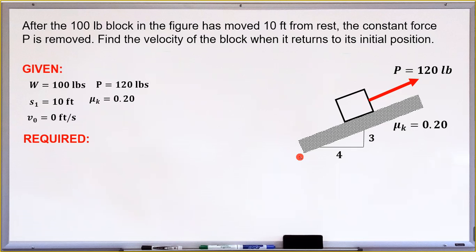So given nato the weight of the given block 100 pounds, the applied force P 120 pounds, and this is parallel to the inclined plane.